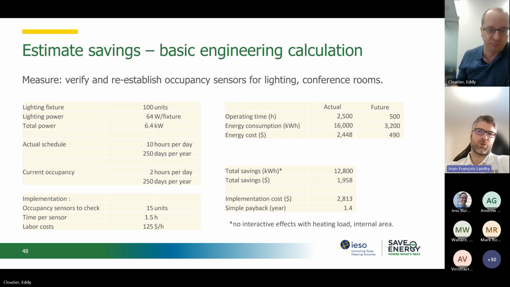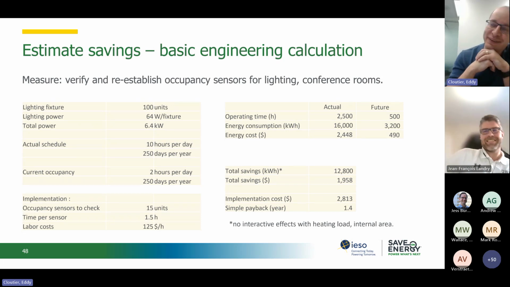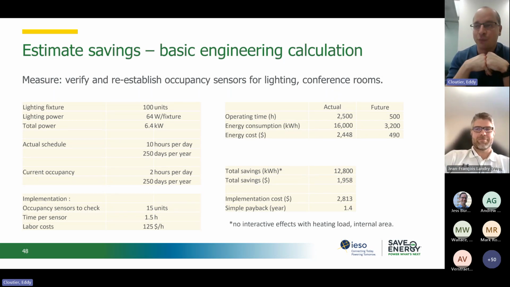Eddie, you would have interactive effects on your cooling system, so technically you would get a little bit more savings. You're right. But I wanted to make a simple example for engineering calculation, though I agree with you. In that case, there would be interactive effects for the cooling. As I said, we could do four hours or even a few hours just to show the energy calculation. The goal here is basically to show some examples, and I think most of you already have the knowledge to do that kind of calculation.